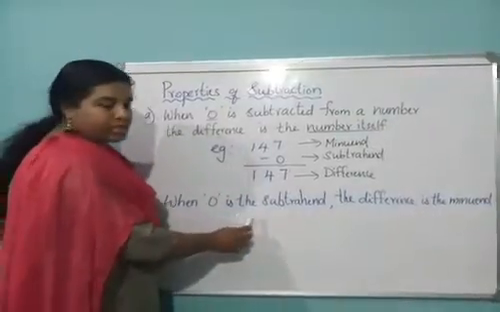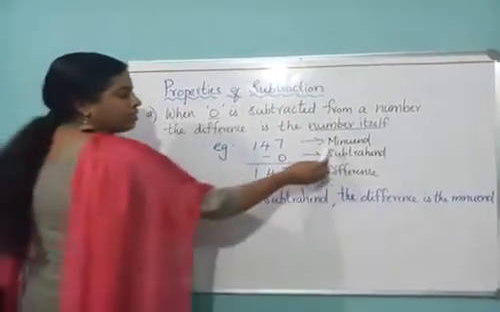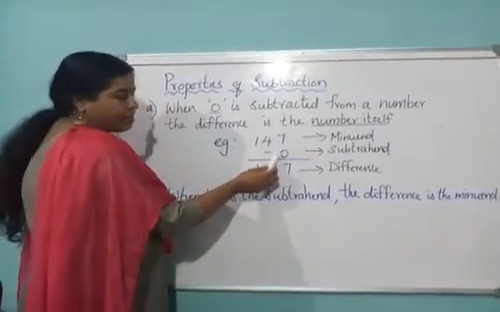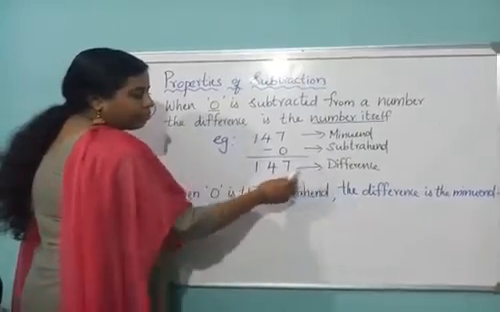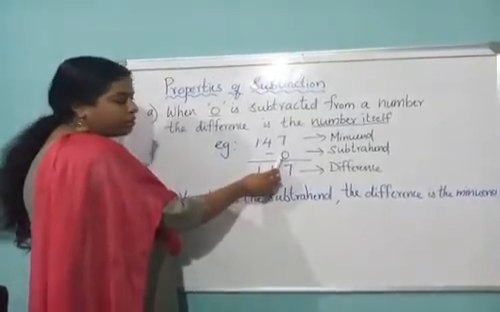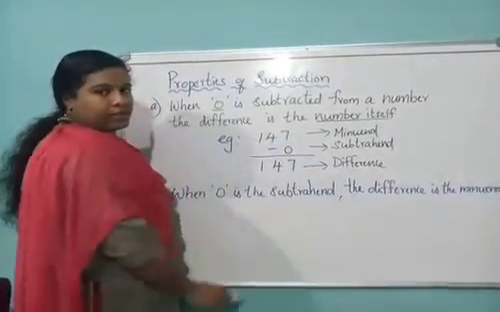When 0 is the subtrahend, the difference is the minuend. Here the minuend is 147. If we subtract 0 from that, the difference will also be 147. So when 0 is the subtrahend, the minuend is equal to the difference.